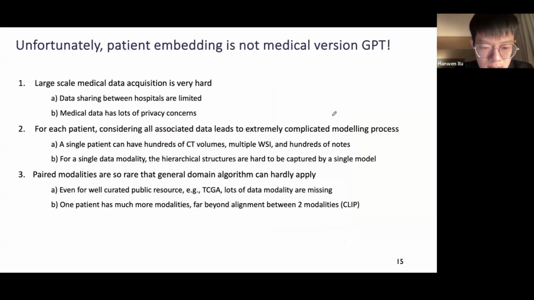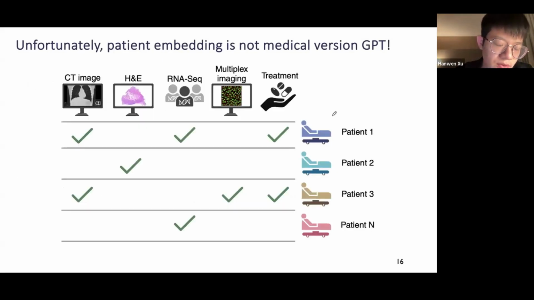So actually, one case is that even for well-curated public resources like TCGA data, we know that it's well organized and there are lots of data modalities, but many of them are actually missing. If we check the table here, each row represents one patient and each column represents one modality, and we can see that each patient usually contains only a subset of the potential modalities.